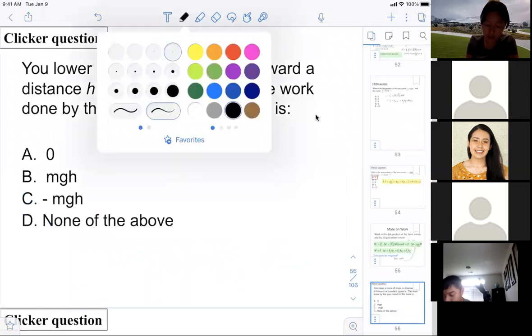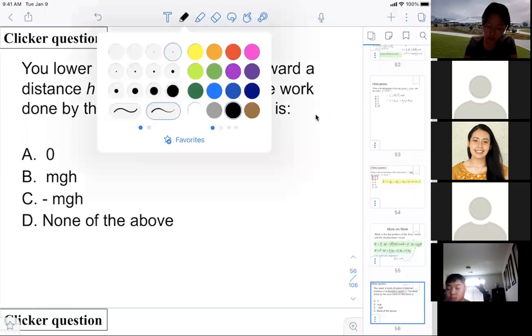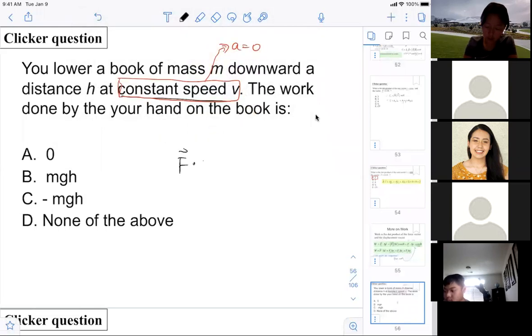Again, I want to highlight constant speed. Whenever you see a constant speed, you know that acceleration is 0. So all the forces should be balanced. You hold the book and you lower it down. Then the work done by your hand on the book is, remember to use our definition, force dot displacement, which is force magnitude times displacement magnitude times cosine theta, where theta is the angle between them, is the work done by this force.